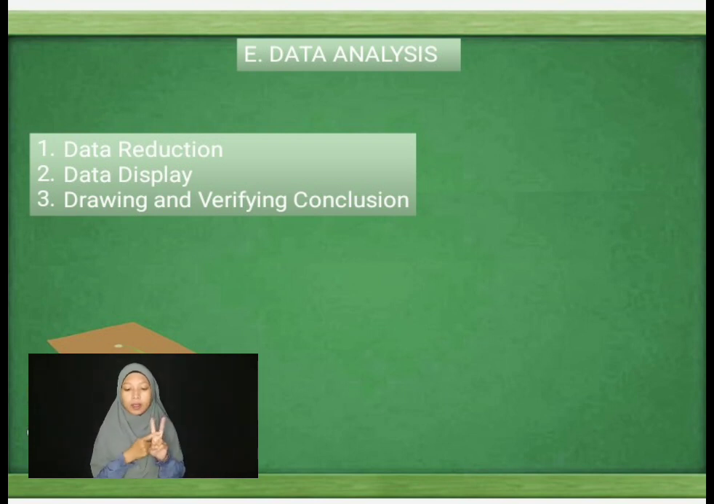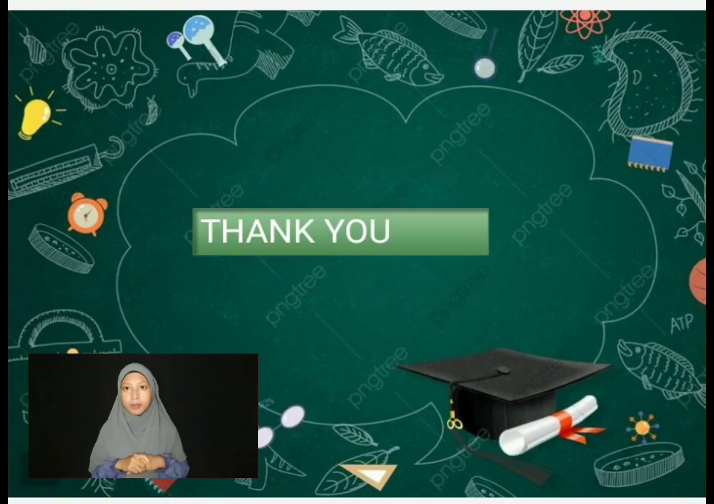Second, data display. Data display is an organized, compressed assembly of information that permits conclusion drawing and action. Third, drawing and verifying conclusions. The last stream of analysis activity was conclusion drawing and verification, from the start of data collection, qualitative data analysis, interpreted explanation, causal laws, and propositions.